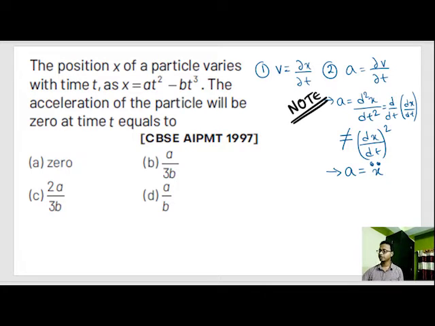In some books it is given as d square x by dt square, and in some books it is given as a is equals to x followed by 2 dots. Okay, now let's check.